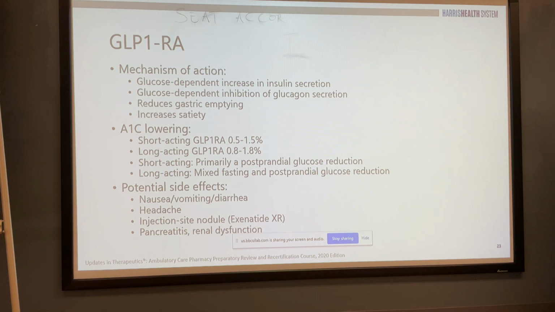Headache, which goes away once they're used to the medication. Injection site nodule, and we'll talk about that later, and it's specific to the exenatide extended release product. There's a risk for pancreatitis and renal dysfunction in some of the products. So you always have to make sure that the patient is not diagnosed with chronic pancreatitis or hasn't been admitted to the hospital with a recent bout of pancreatitis before starting these agents.